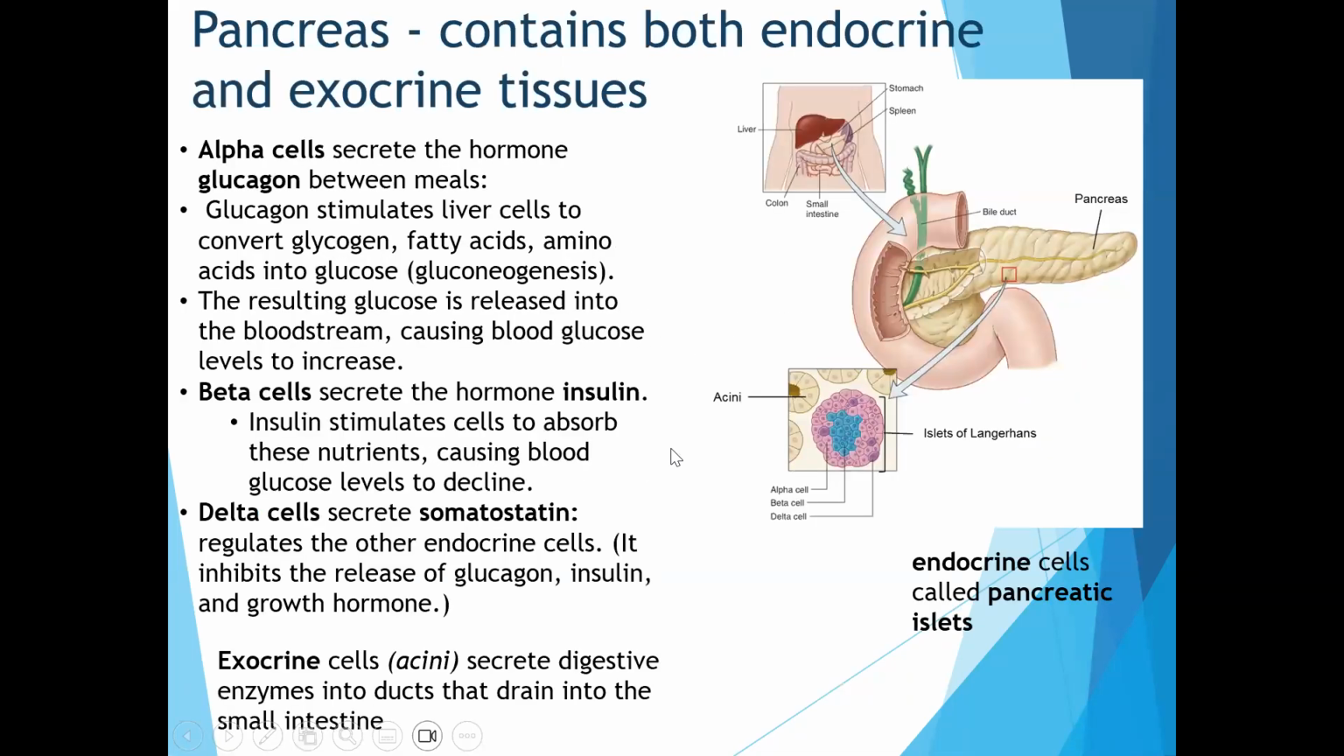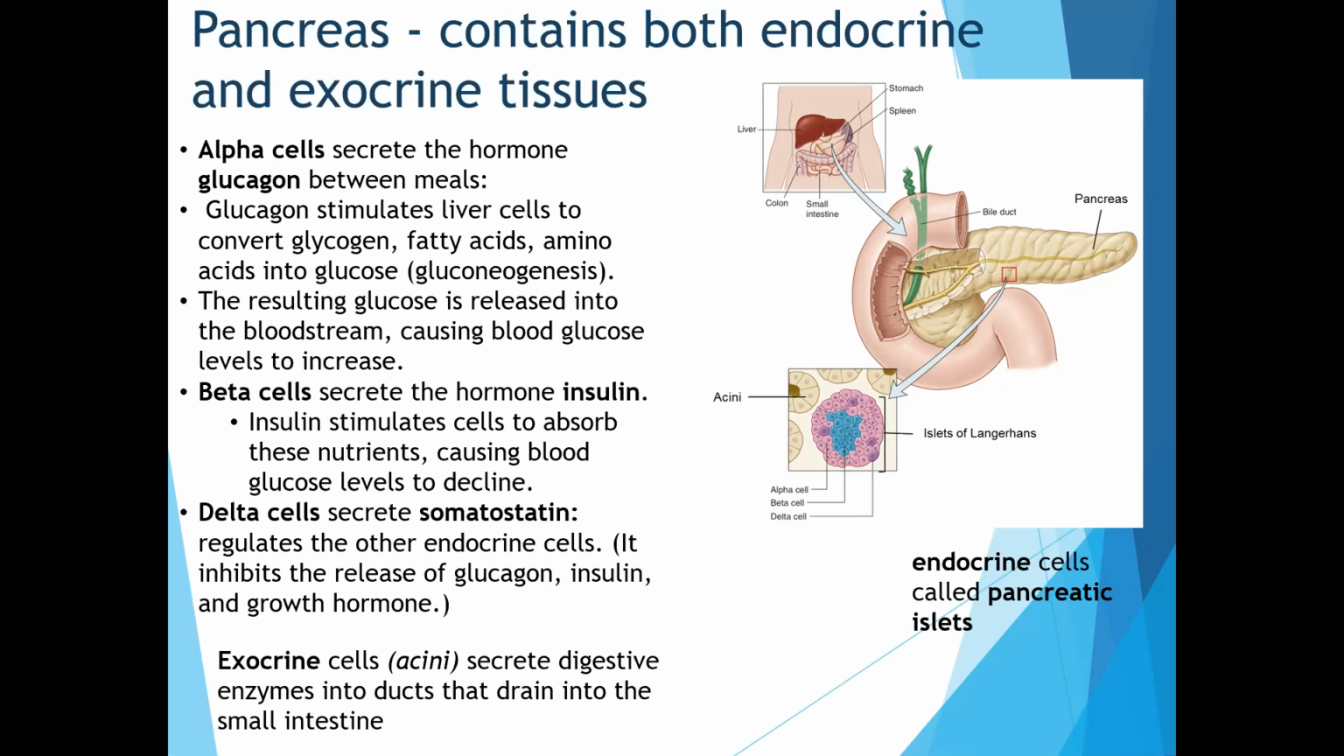Okay, our pancreas is another super important part of the endocrine system. It also has exocrine tissue, which we'll talk about shortly. So our pancreas is really the main control system for our blood glucose and kind of our whole sugar regulation system. People that have diabetes, their pancreas is not functioning as it should.